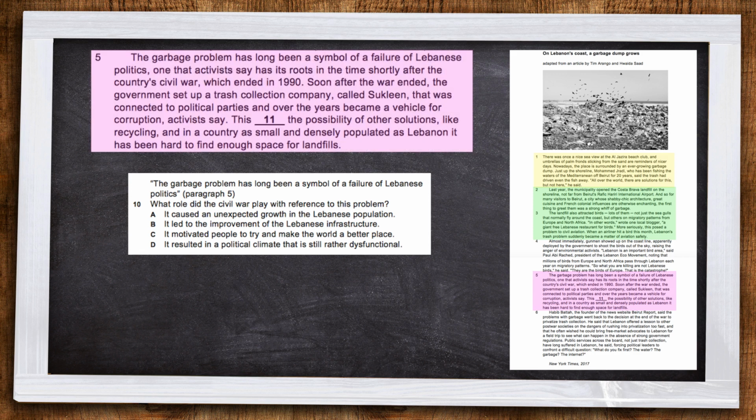The garbage problem has long been a symbol of a failure of Lebanese politics, one that activists say has its roots in the time shortly after the country's civil war, which ended in 1990. Soon after the war ended, the government set up a trash collection company called Sukleen that was connected to political parties and, over the years, became a vehicle for corruption, activists say. This [limited] the possibility of other solutions, like recycling. And in a country as small and densely populated as Lebanon, it has been hard to find enough space for landfills.